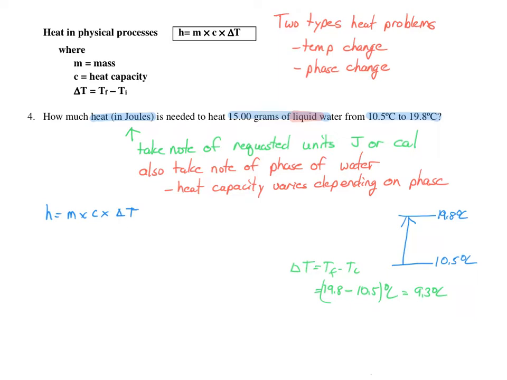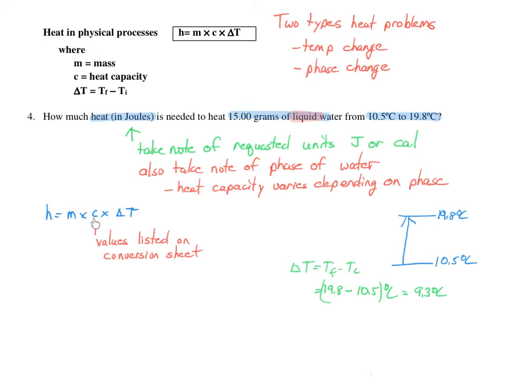Delta T is, as we see here, TF minus TI. F is final, I is initial. So TF minus TI is 19.8 minus 10.5. So we have a delta T of 9.3 degrees C. I often find it helpful to include a little quick diagram here to remind myself what's happening with the temperature.